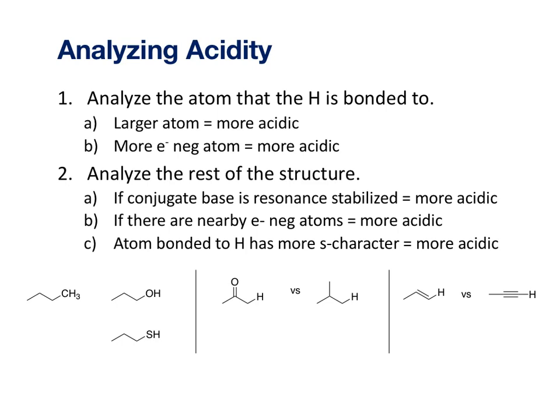So first you look at the atom directly bonded to the acidic hydrogen. If you're comparing 2 things, the larger atom will have a more acidic hydrogen. Next, a more electronegative atom will have a more acidic hydrogen. Then if the atoms are the same that you're comparing, you can analyze the rest of the structure, and you can look at conjugate base stability. So if the conjugate base is resonance stabilized, that makes it more acidic. Nearby electronegative atoms make it more acidic. Remember, this is called the inductive effect.